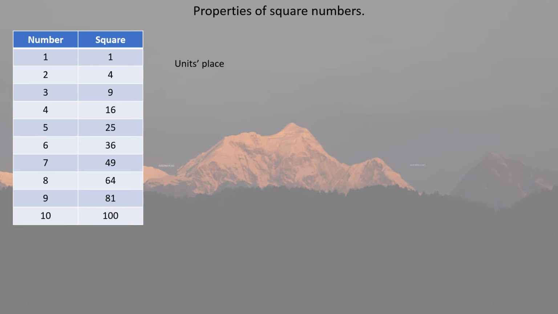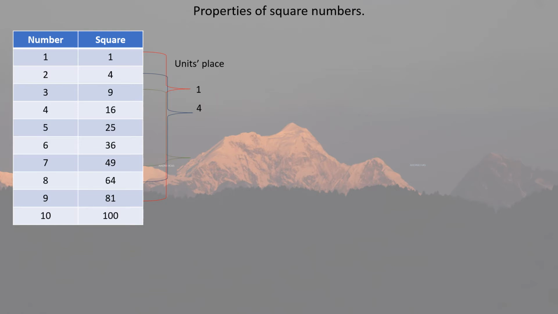Let us have a look here. In the units place of the squares of 1 and 9, we have 1. When we square 2 and 8, the units place is 4.